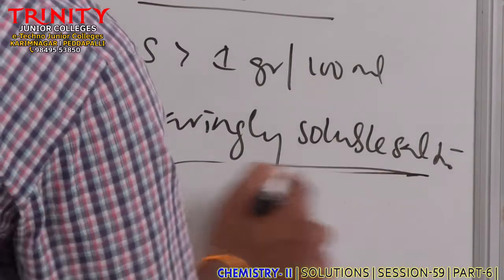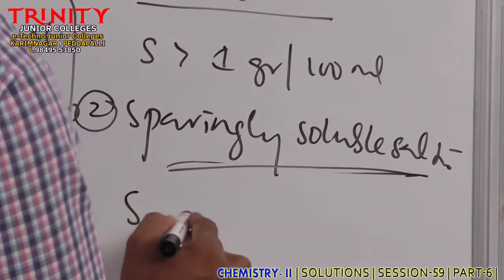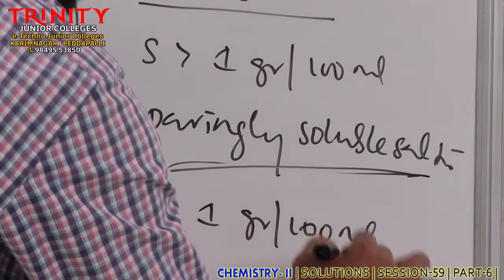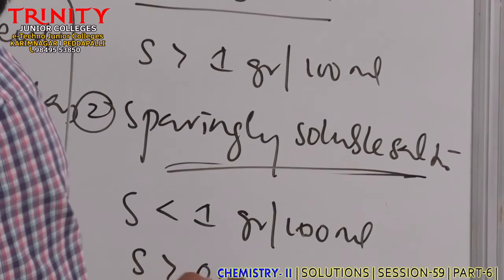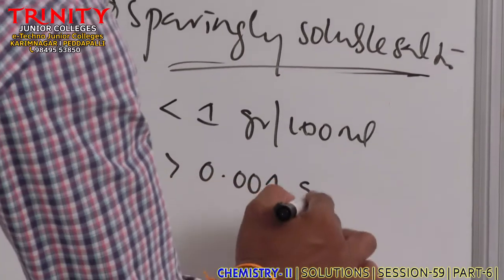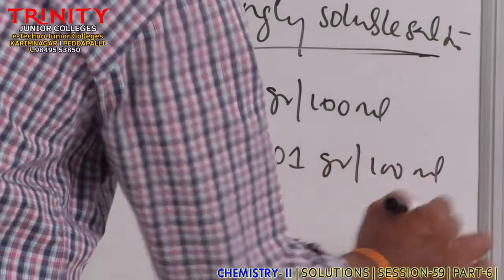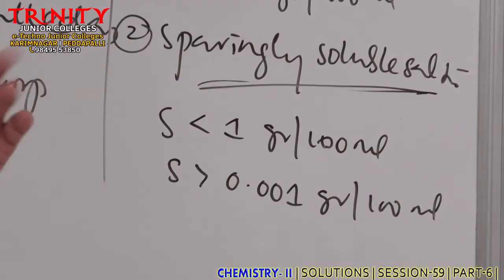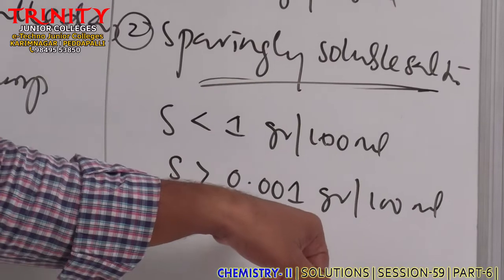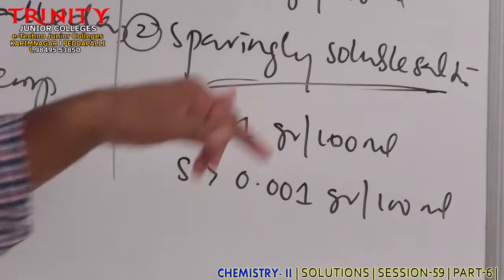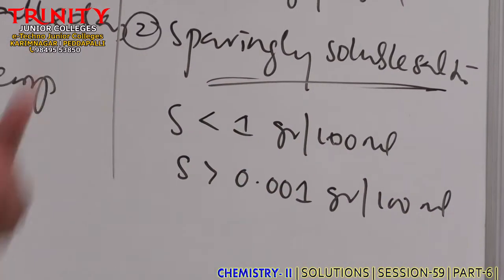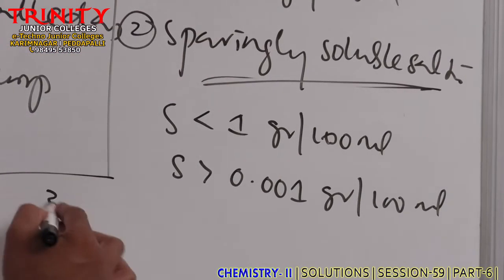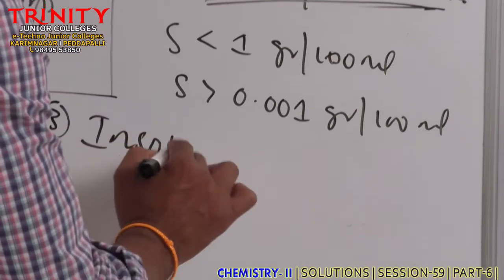Here the solubility is less than 1 gram per 100 ml but greater than 0.001 gram per 100 ml. So if the solubility of the salt is in between 0.001 gram per 100 ml and 1 gram per 100 ml, it is called a sparingly soluble salt.